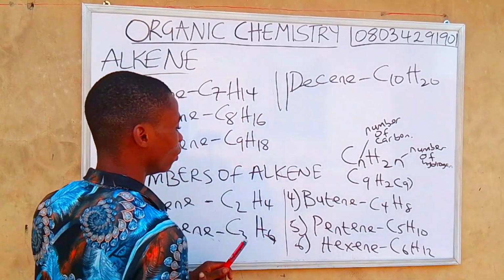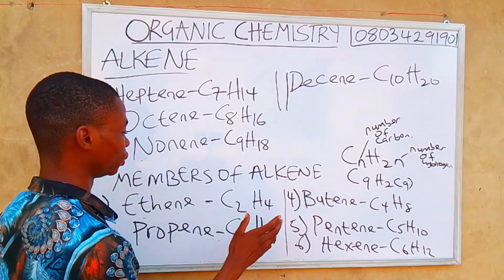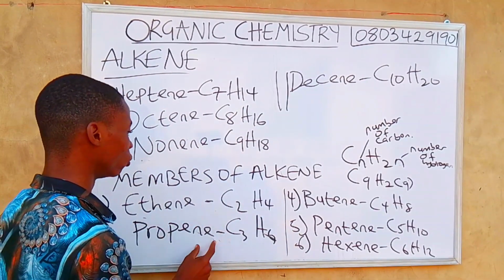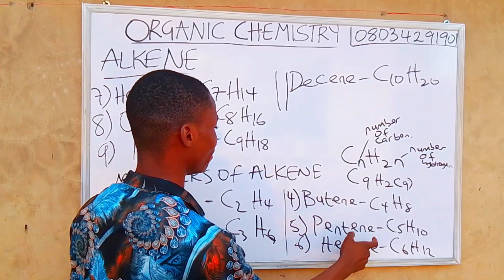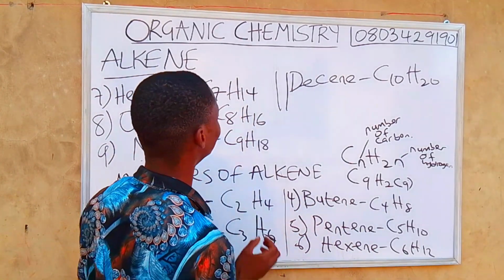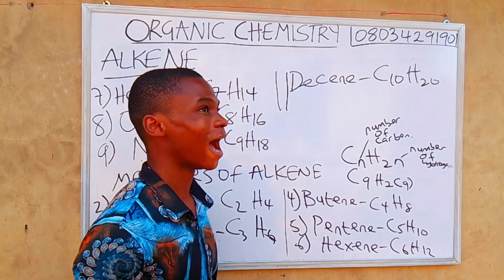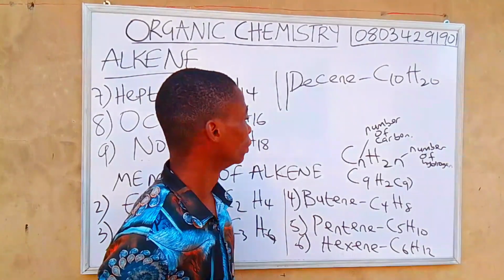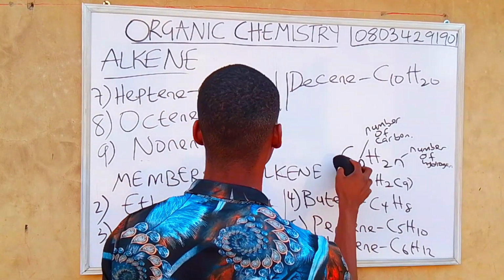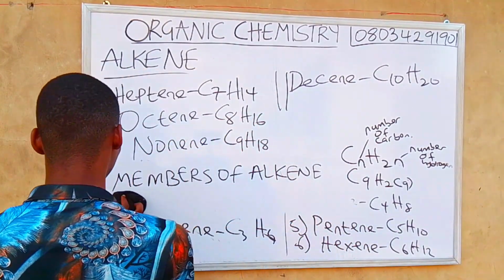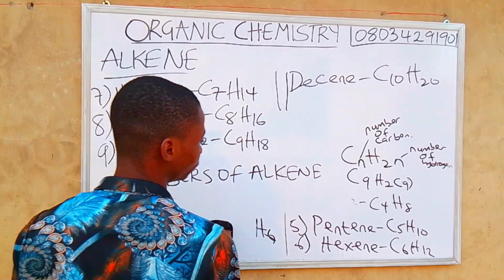So I'll be drawing only 4 structures. I'll be drawing only ethene, propene, butene, and pentene. I will leave the rest for you to draw the structure and drop it in the comment section. So let's clean the board now. Just have it at the back of your mind, all the structure.